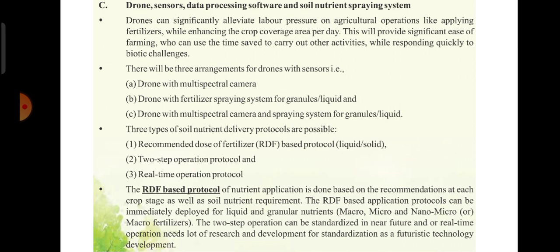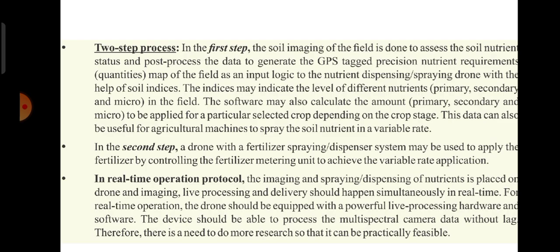In two-step operation procedure, it can be standardized in near future, and real-time operation needs a lot of research and development for standardization as a futuristic technology development. In case of two-step process, in first step, soil imaging of the field is done to assess the soil nutrient status and post-process the data to generate GPS tagged precision nutrient requirements, that is, quantities can be estimated based on maps in the field as an input logic to the nutrient dispensing or spraying drones with the help of soil indices.